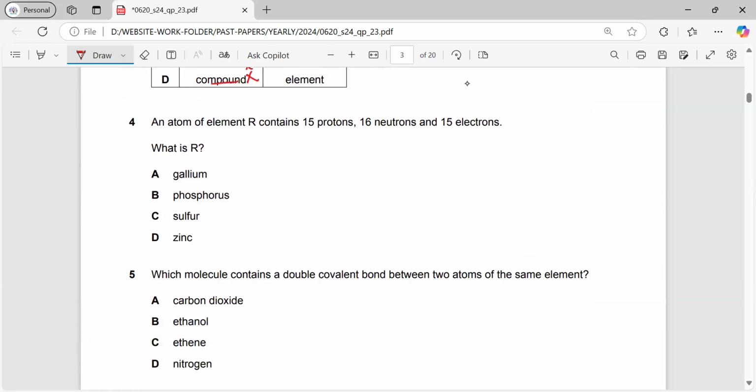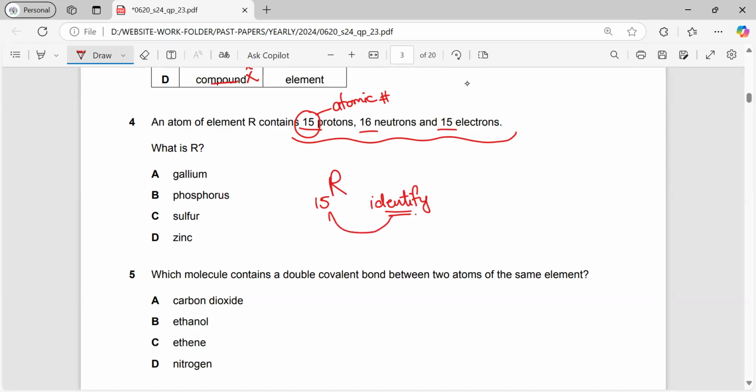Number 4. An atom of element R contains 15 protons, 16 neutrons, and 15 electrons. So this is the whole composition of element R. What is R? So the element R has 15 protons. It means its atomic number is 15. And we identify an element based on its atomic number. The identification of the element is its atomic number. So atomic number 15 is of phosphorus. So phosphorus is the answer.